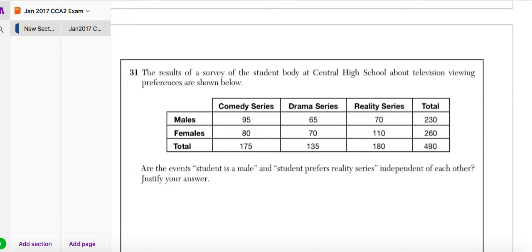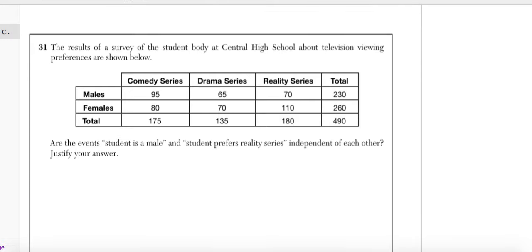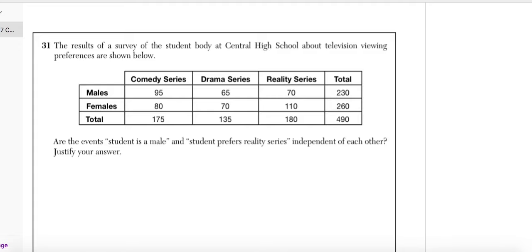The results of a survey of the student body at Central High School about television viewing preferences are shown below. So they interviewed a bunch of students. They surveyed some of the student body at the Central High School about their television viewing preferences, and the results of the survey are shown below. So here are the different types of television preferences, right? And then we also got the gender.